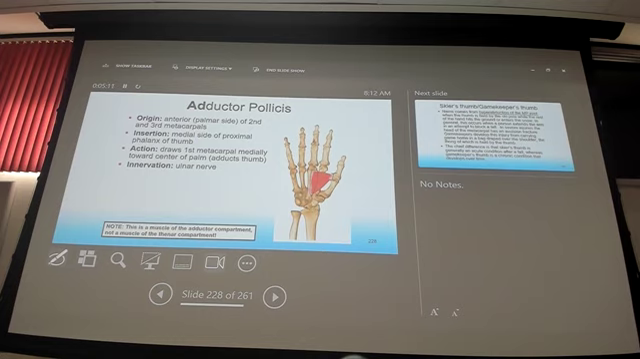Median nerve, ulnar nerve for hypothenar, median nerve for thenar. In the middle, adductor pollicis is actually ulnar nerve also.